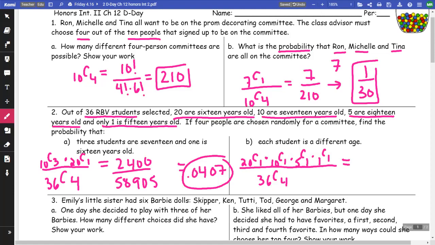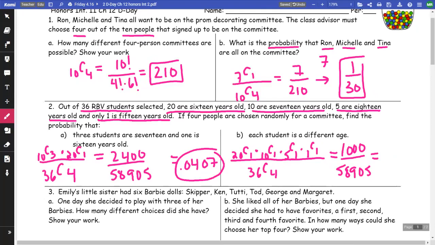And then we're going to put this in our calculator. Now 20 choose 1 is 20, 10 choose 1 is 10, 5 choose 1 is 5, and 1 choose 1 is 1. We end up getting 1,000 over the same thing we had over there, 58,905. If I did this math and the division, I'm going to end up with 0.0170 if I'm rounding, would be my answer.